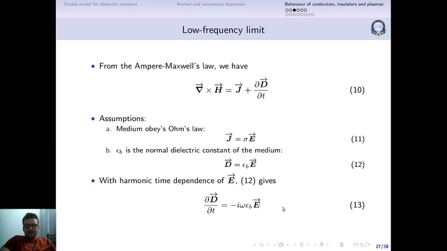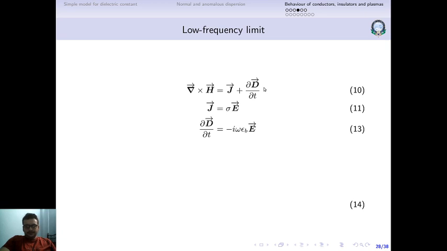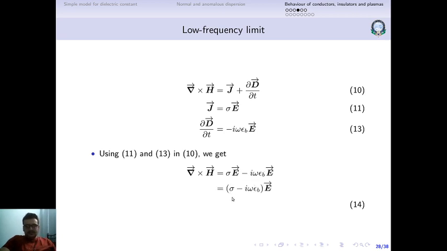So now all you have to do is take equation number 11 and equation number 13 and substitute them back in equation number 10. So we'll put sigma E over here and minus i omega epsilon_B into E. Substituting equations 11 and 13 in equation number 10, this will give us curl of H to be equal to this. So we take the E common and then we have this one.